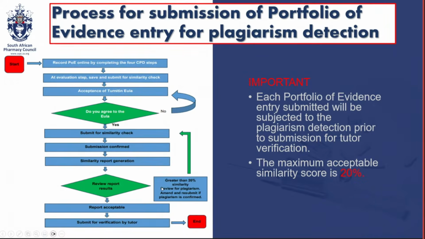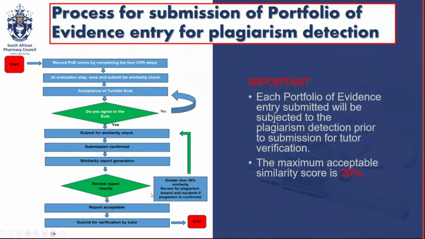Then to correct that, they must just go back and accept to rework their entry and submit again just to lower the score. And then if they feel everything is okay and they are confident that they didn't copy anybody's work, they can submit, accept the report and submit for tutor verification. That's where you are coming in.